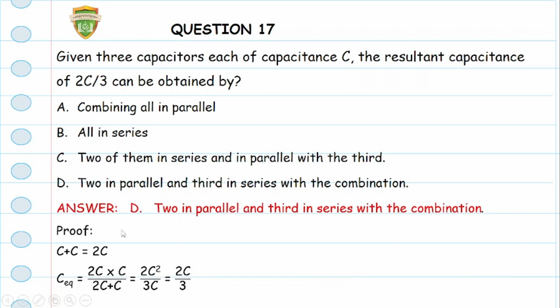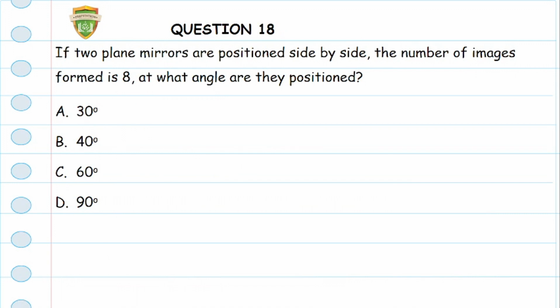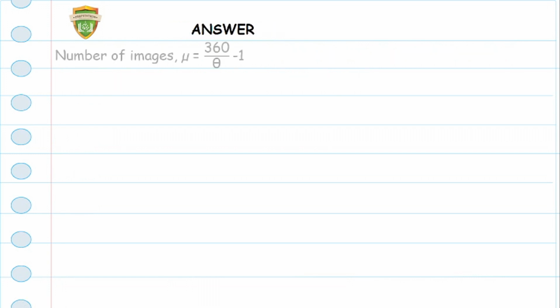So that means we are correct and the answer is D. Now question 18 says, if two plane mirrors are positioned side by side, the number of images formed is 8. At what angle are they positioned? So now there's a formula to get the number of images, which is 360 over the angle minus 1.